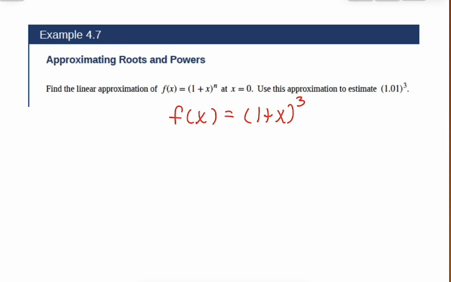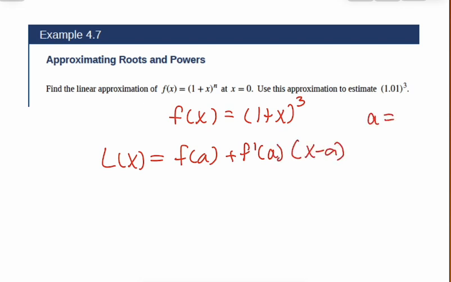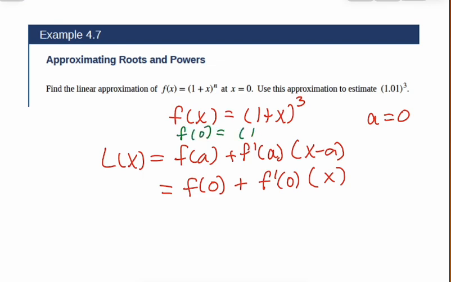Okay. So let's write our linearization formula down. And remember, a is going to be zero. So we are going to do f of zero, f prime at zero, and then x minus zero is just going to be x. Okay. So we know what the function is. f of 0 is just going to be 1 cubed or 1. So that is equal to 1. But we don't know what f prime of 0 is. So let's find the derivative.